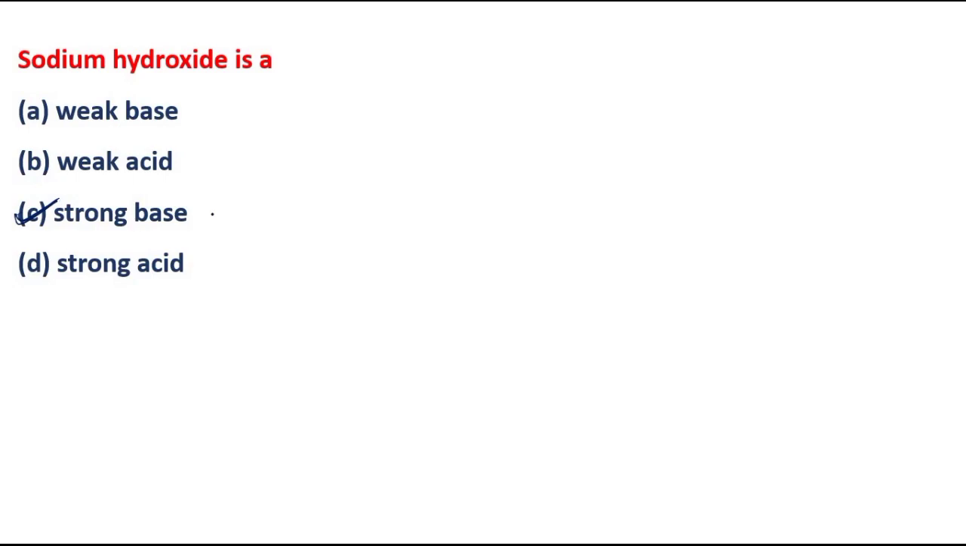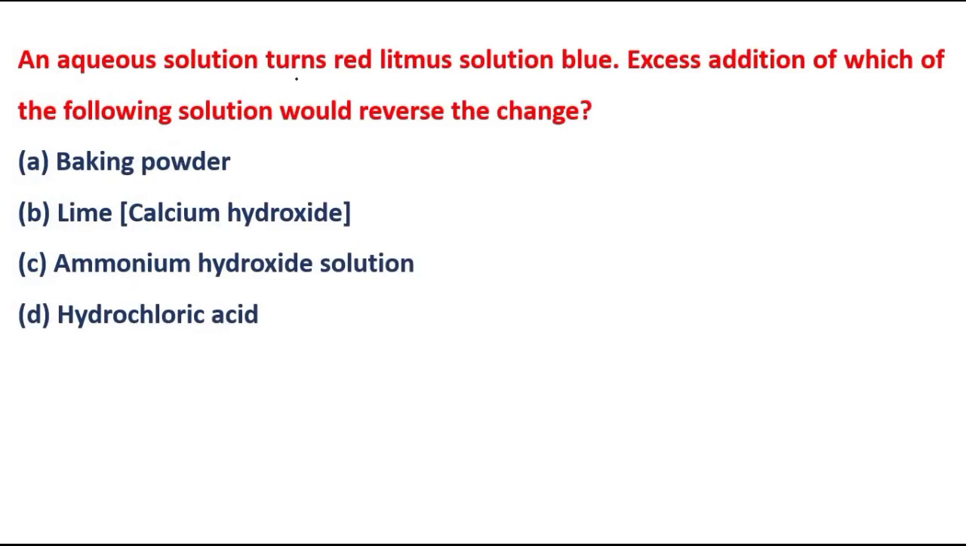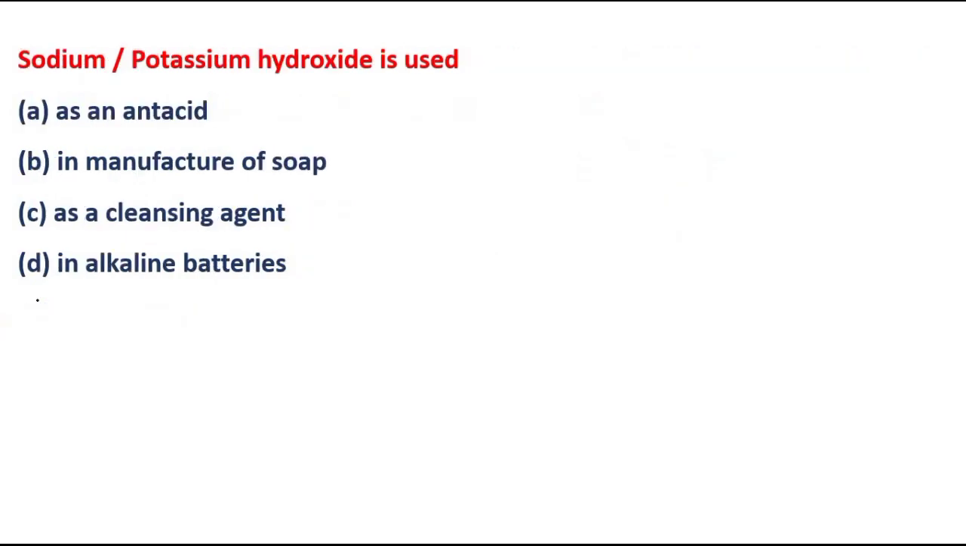Sodium hydroxide, we know that it is a strong base. An aqueous solution turns red litmus to blue litmus. Excess addition of which of the following solutions would reverse the change? We know that red litmus is changed into blue litmus by adding a base. We can convert this blue litmus back into red litmus by adding an acid. Check which option is acidic in nature. We know that hydrochloric acid, option D, is the correct one, because baking powder is basic in nature. Lime water, that is calcium hydroxide, is also basic in nature. Ammonium hydroxide solution is also basic in nature, but the only acid option is option D, hydrochloric acid.